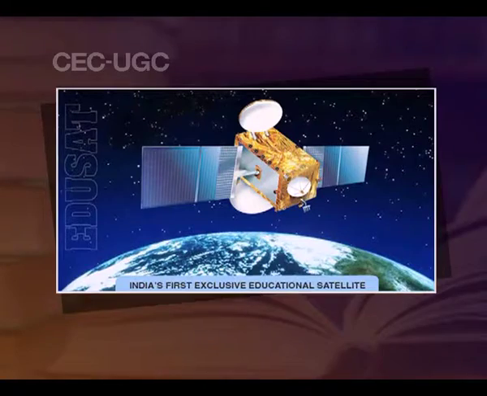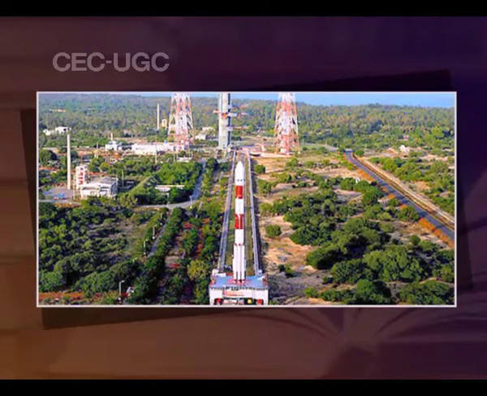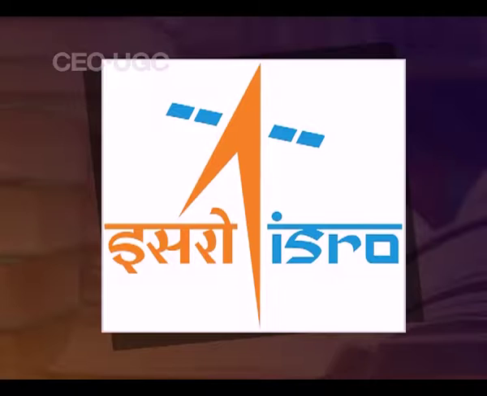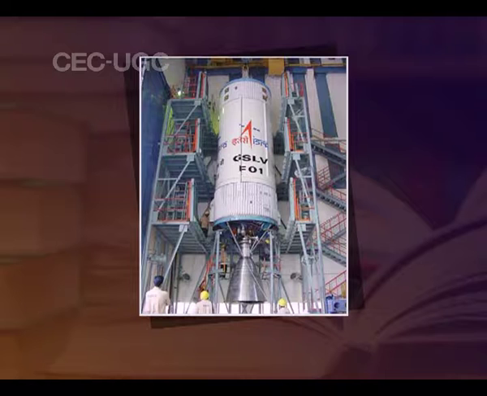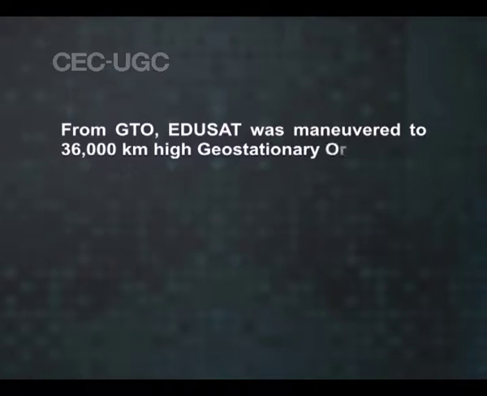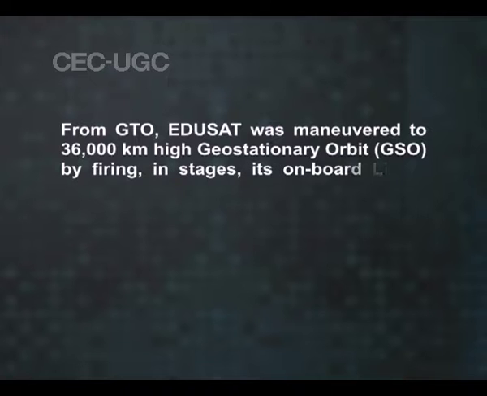The 1950 kg EduSat was launched from Satish Dhawan Space Center, Sriharikota, into a geosynchronous transfer orbit by ISRO's Geosynchronous Satellite Launch Vehicle, GSLV F-01. From GTO, EduSat was maneuvered to 36,000 km high geostationary orbit by firing in stages its onboard liquid apogee motor.